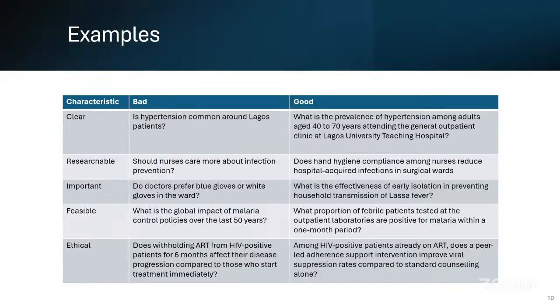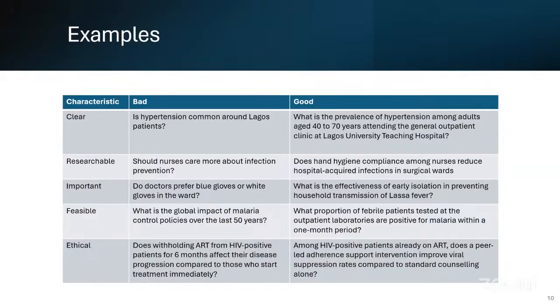Like the example here, it says, should nurses care more about infection prevention? Now, it may be an important question to ask, okay? But is this really researchable? How do you want to measure this? Okay, what exactly are you going to measure? How are you going to collect data? What evidence are you hoping to derive from the way this question is asked?